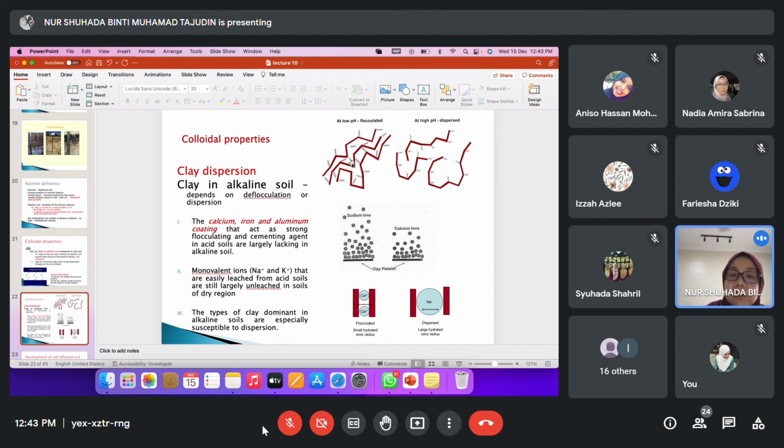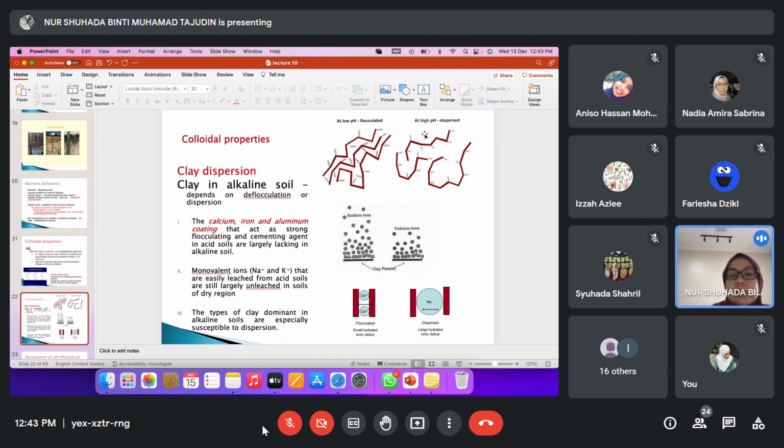This is compared to a slightly lower pH than the alkaline soil. We call this clay dispersion. We do not like dispersion. Soil in a dispersed condition is not good, meaning that it doesn't have a good soil structure.